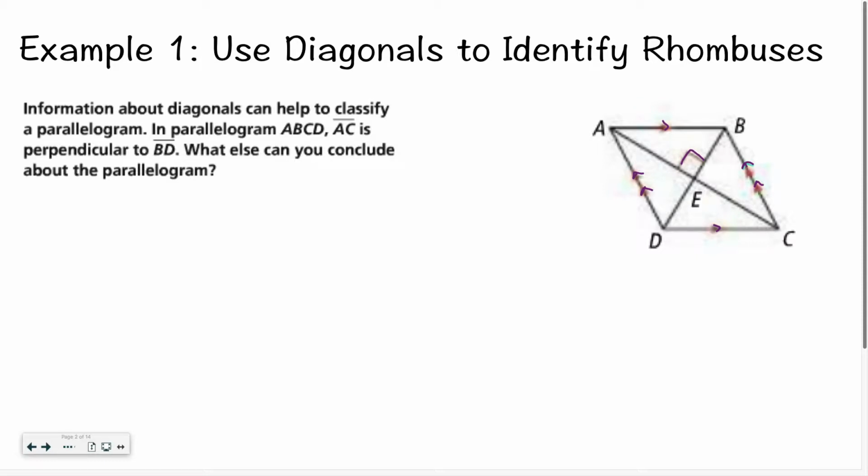So there are a few things that I can conclude. Since we know that this is a parallelogram, I know information about the diagonals. I know that diagonals on a parallelogram bisect each other. So that means segment AE would be congruent to segment CE, and segment BE would be congruent to segment DE. That's just by definition of a parallelogram, because all diagonals are bisectors in parallelograms.